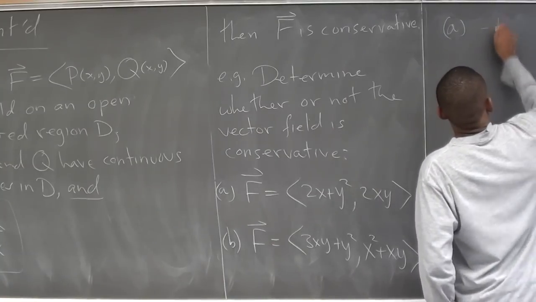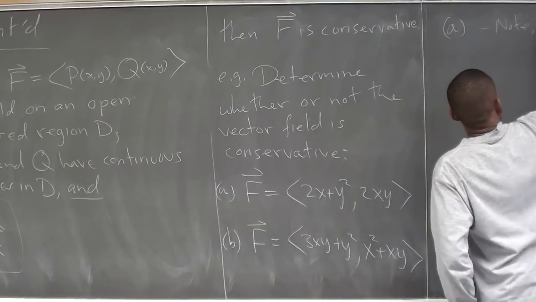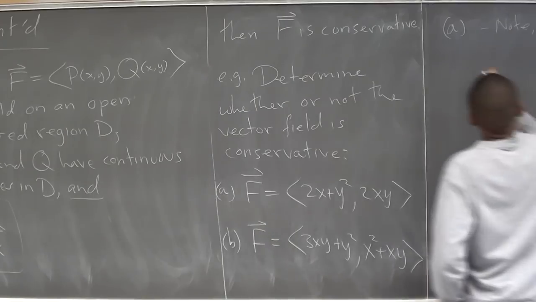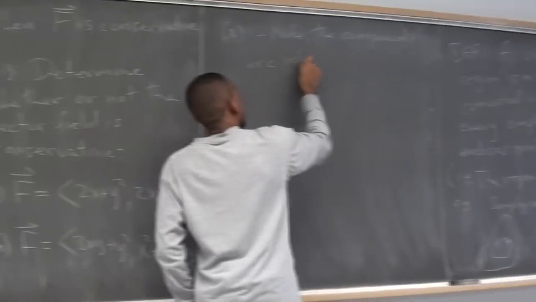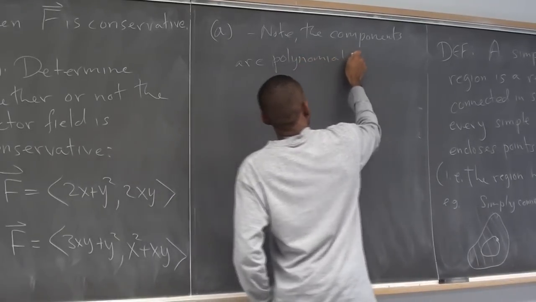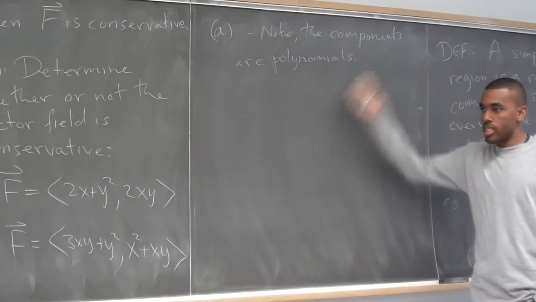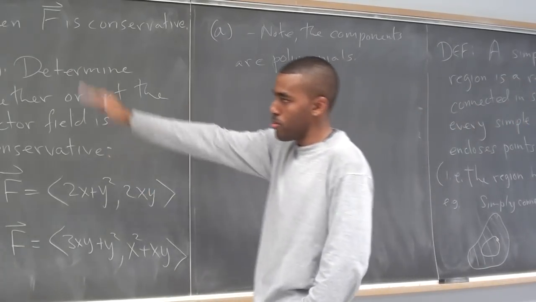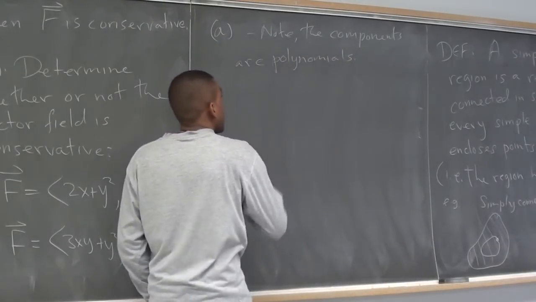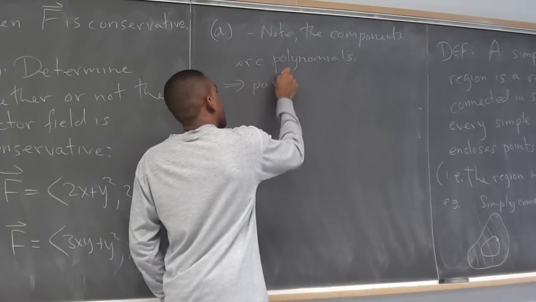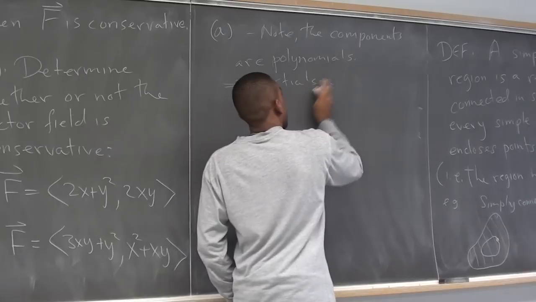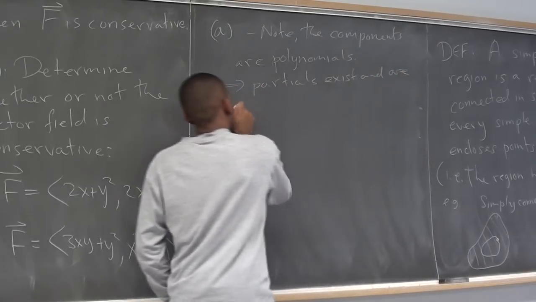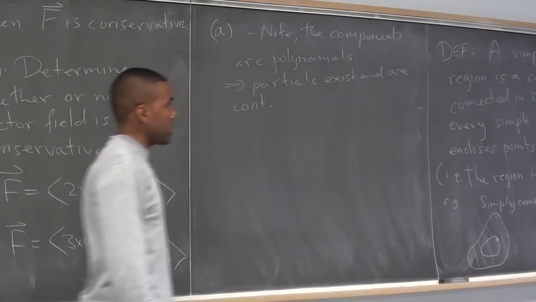Let's see. First, note the components are polynomials. What do we know about polynomials? They exist everywhere. Their partials exist everywhere. So we have the continuity. We have partial derivatives existing, and that's fine. Partials exist and are continuous. So that check works.